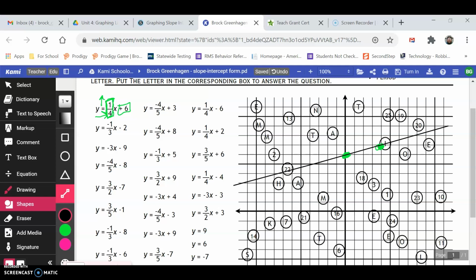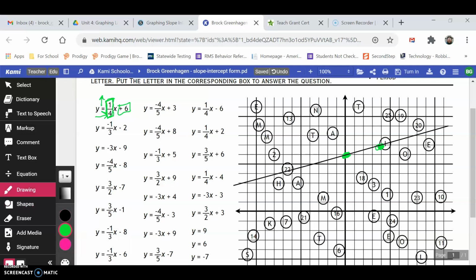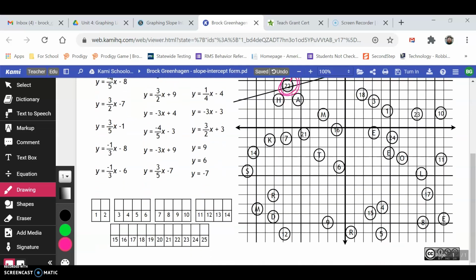I'm recording too. But what you'll notice then is this line goes through, if you did it correctly, it'll be a straight line, and it goes through a number and a letter. So what this means is 22 matches up with I. So if you come down to the bottom, box 22 is going to be your I. So that's how it's going to work.